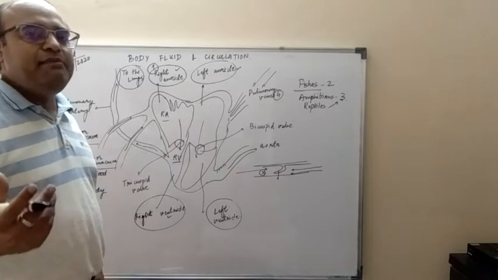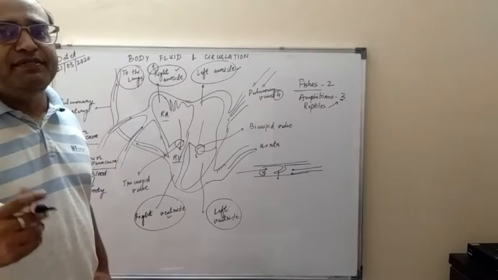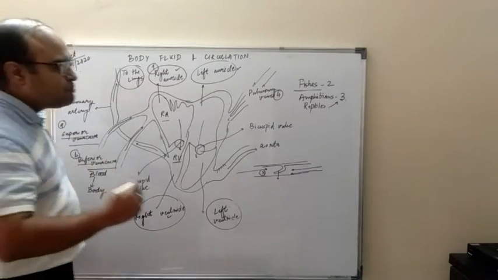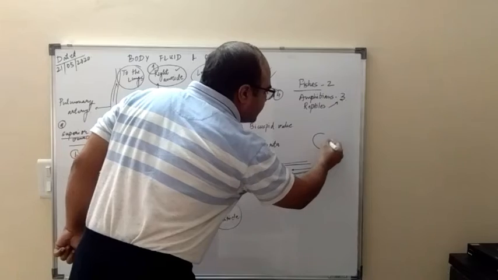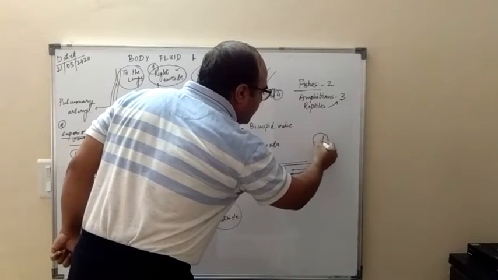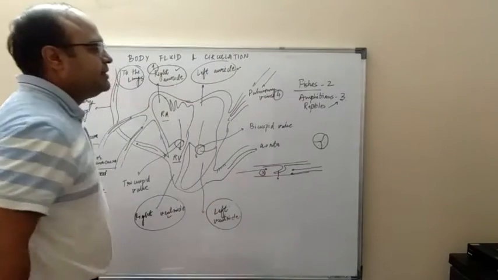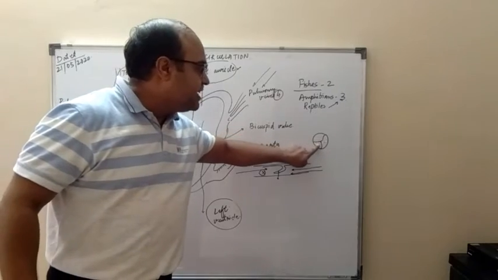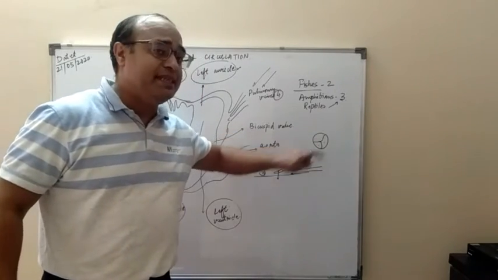Tricuspid, tri means three, cusp means leaves. So a tricuspid valve would be as such, it would be like this. You can see there are three cusps or three leaves which are present inside it.